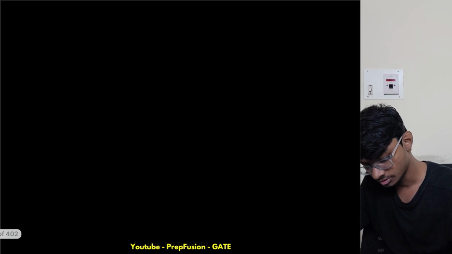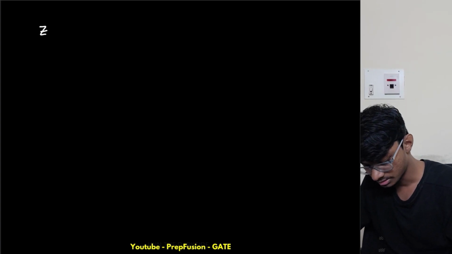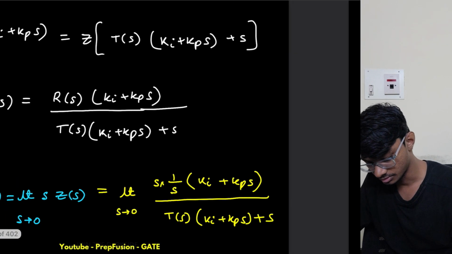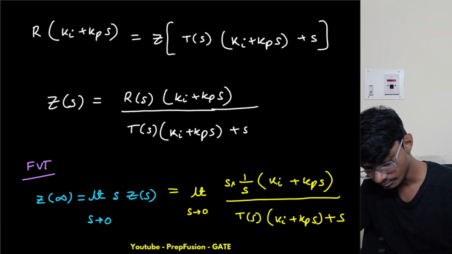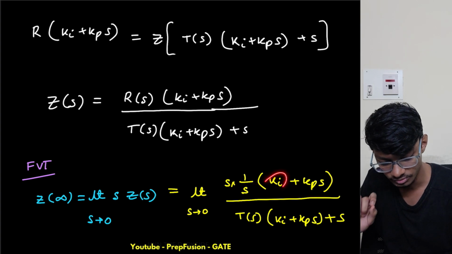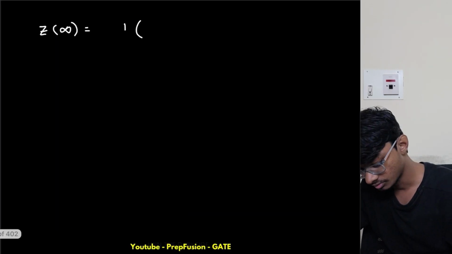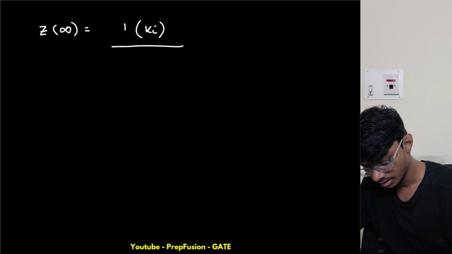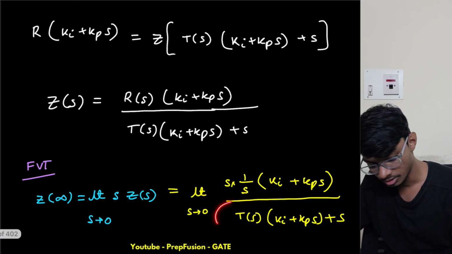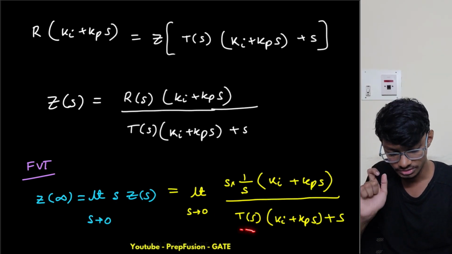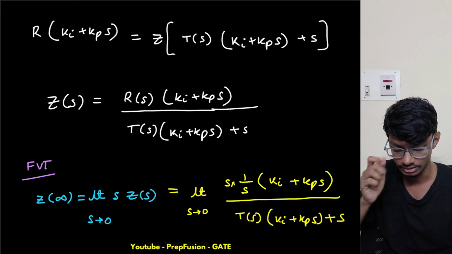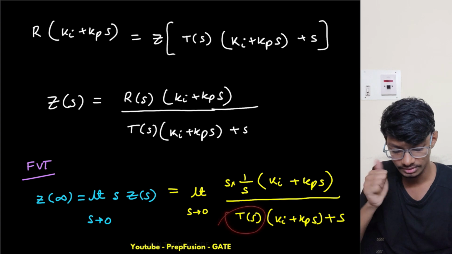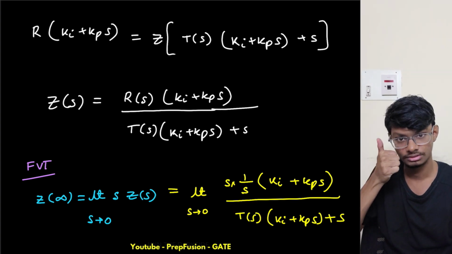If I put s equals to 0, what do I get? My Z of infinity will be equal to, if I put s equals to 0, this one will be 1 only. Here, can I put s equals to 0? This one will become ki only. And in the denominator, what is happening? This doesn't have any poles at s equals to 0, so there won't be any cancellation. What is my T of 0 basically? T of 0 is 1.